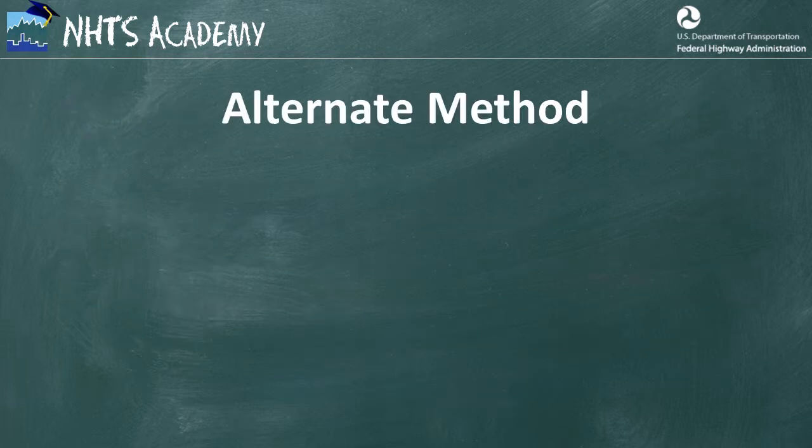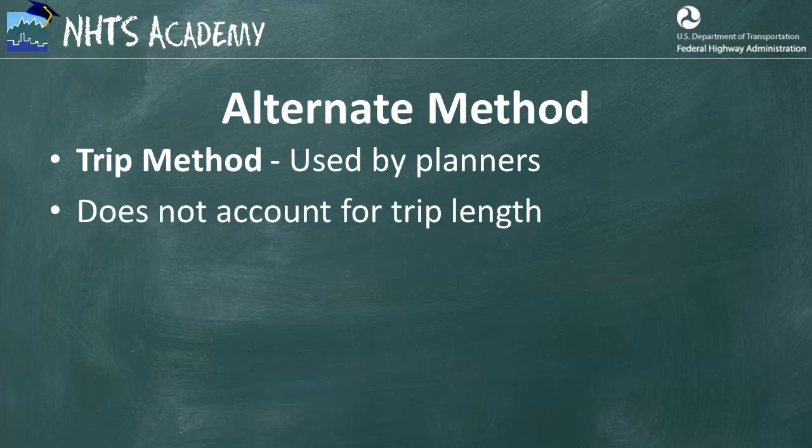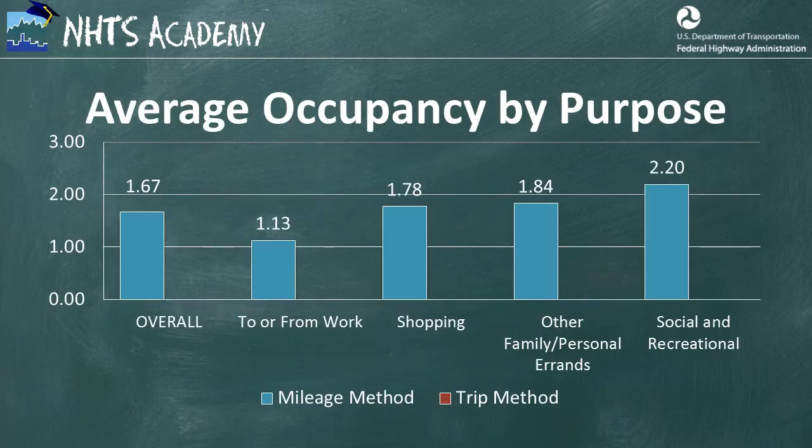Now there is another way of computing vehicle occupancy, what we refer to as the trip method, and it's the method traditionally used by transportation planners and in travel demand models. This method simply counts the trip and does not take trip length into account. To compute this method, you would just take num-on-trip times the trip weight and divide by the trip weight. So let's look at how the results differ.